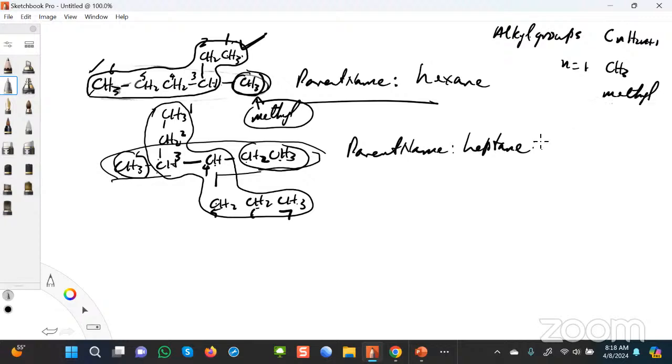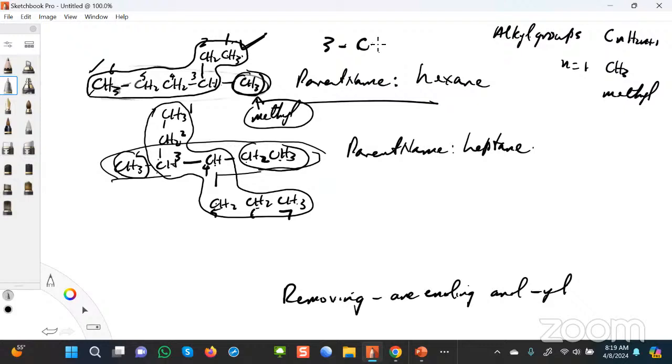The alkyl groups have names derived by removing the -ane ending from the corresponding alkane and adding -yl. So methane becomes methyl, ethane becomes ethyl, propane becomes propyl, and so on and so forth. So we have the methyl group right here, bonded to carbon number 3. So I'm going to put 3-methyl here to indicate the position of the methyl group.